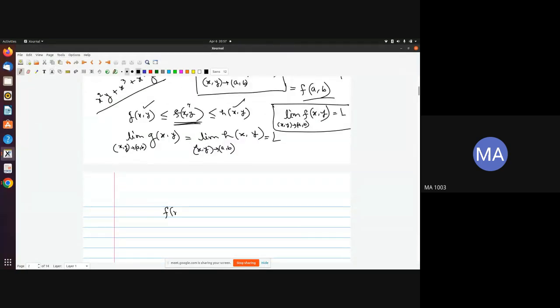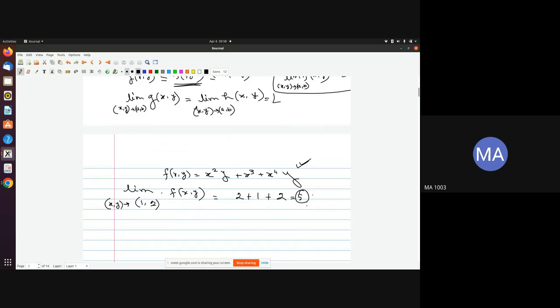Suppose we take this function, and I am asking you what is the limit of this polynomial at the point 1 comma 2. Then there is no point of break at 1 comma 2, right? This is a polynomial, nothing else. So we just put the value of that function there at 1 comma 2. What will be the limit then? 2 plus 1 plus 2. So the limit will be 5, and this function will always be continuous. The polynomial type of function, we don't have to bother about it so much. Okay, understood?